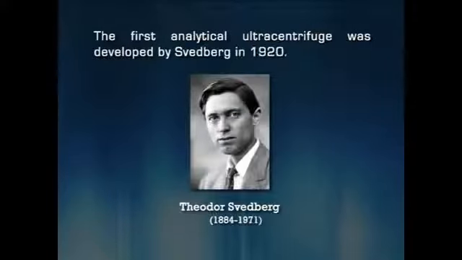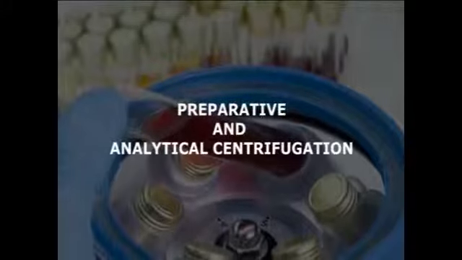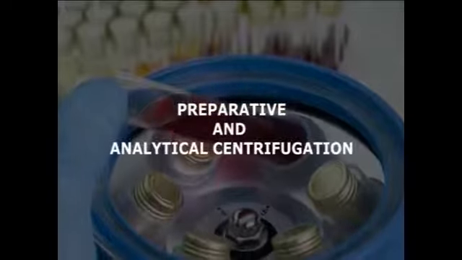The first analytical ultracentrifuge was developed by Svedberg in 1920. As compared to high-speed centrifuges or microcentrifuges, the ultracentrifuge can isolate much smaller particles like ribosomes, proteins, and viruses. Ultracentrifuges can also be used to study membrane fractionation. Centrifugation again can be divided into two types, preparative and analytical centrifugation.